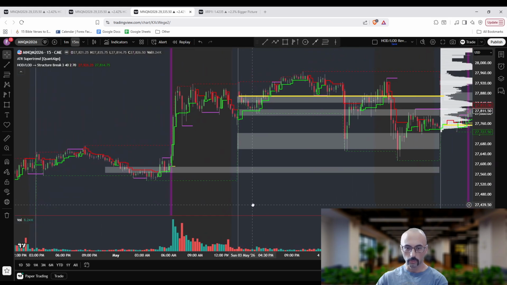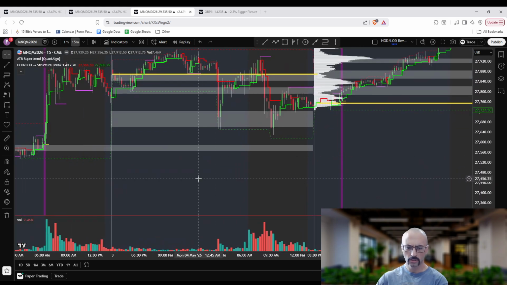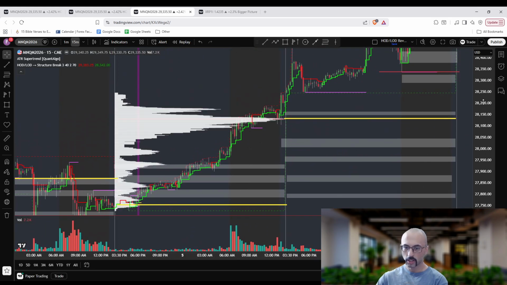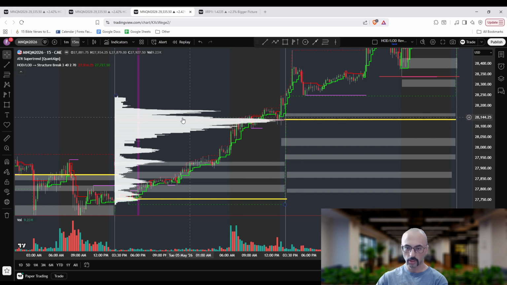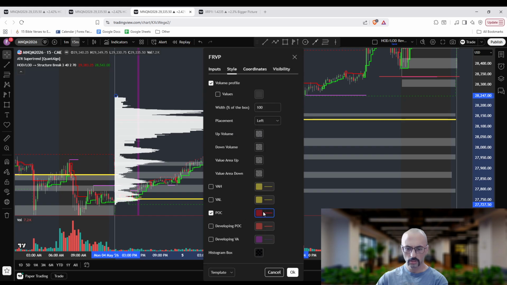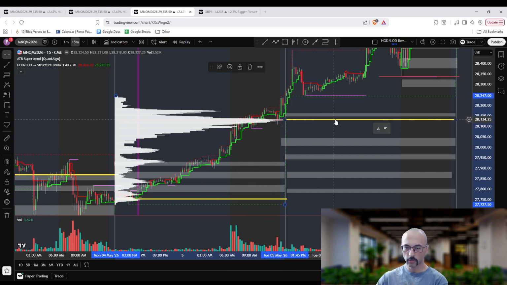So where were we? We were right here. Monday, yep. So then this is the next one we're looking at. We're overlaying this one here. We got the point of control marked out. Point of control is hard to see for some reason on this. Interesting, I don't know why. But it is there. It's the area with the most volume traded.